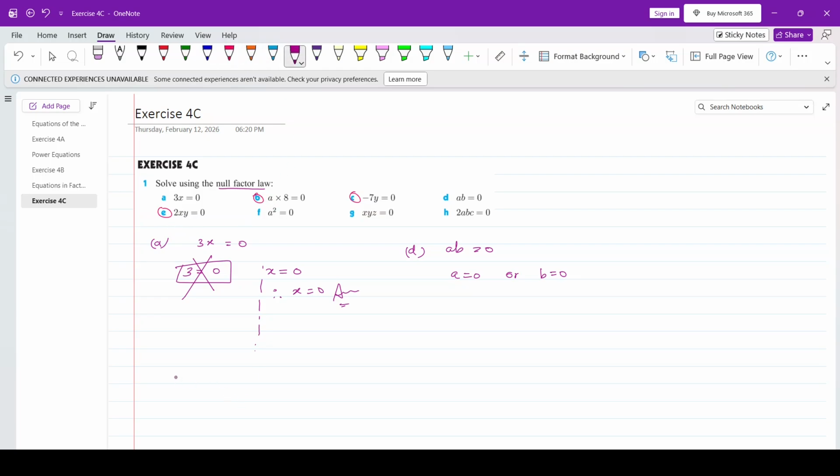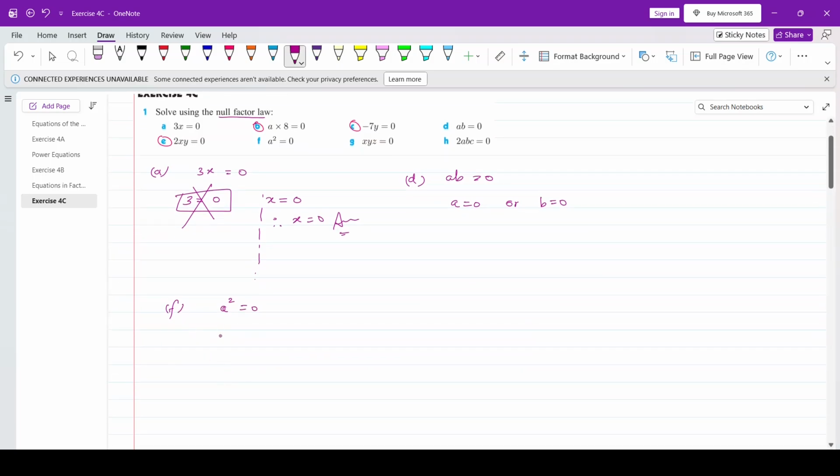Now from here we have F that says A square is equal to 0. Now A square is A times A is equal to 0. So one situation is this first A is equal to 0, another situation is the second A is equal to 0. Now A, as we know, is the same in both cases, so A is 0. This is the answer.